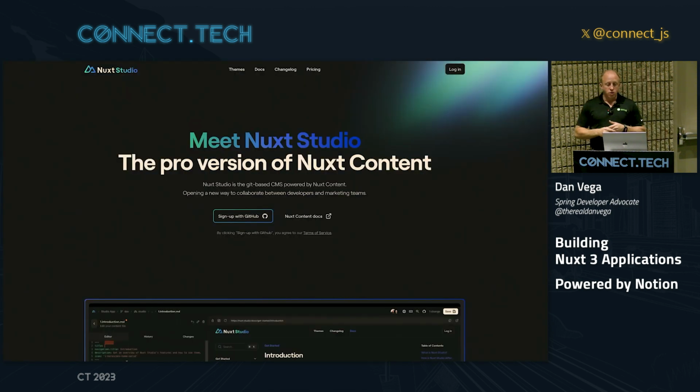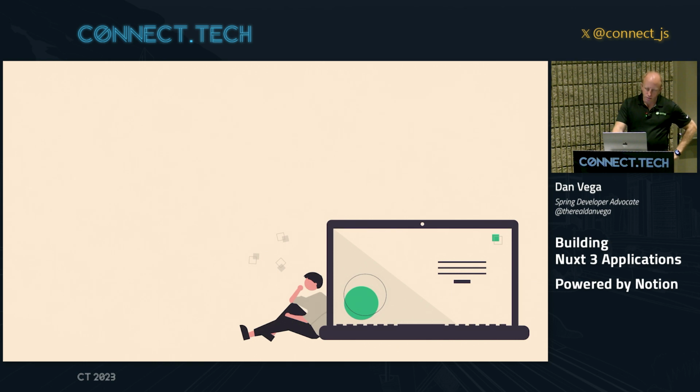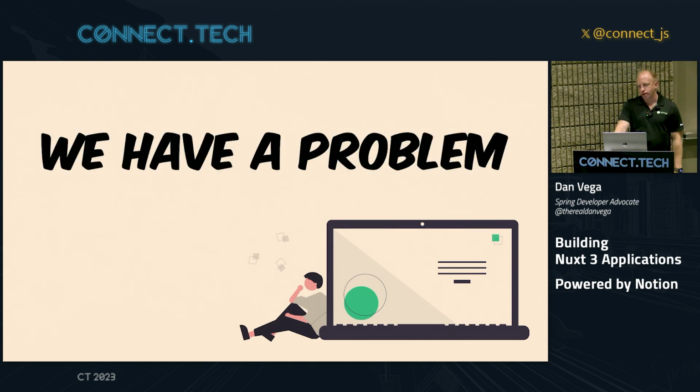Then there's Nuxt Studio. This is pretty recent. Nuxt Studio is a Git-based CMS powered by Nuxt content. This is great. I'm really excited about this. In fact, I may look into this for my website. But again, this is Git-based with Markdown. This probably isn't going to help her out. So I started running through all of these options, and I came to the point where I was like, okay, we have a problem.